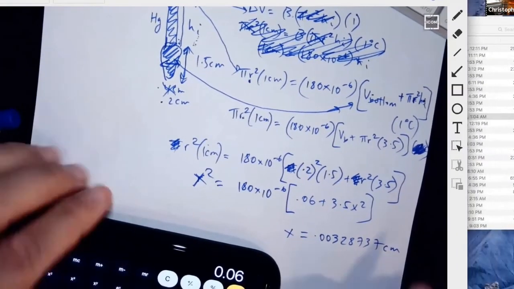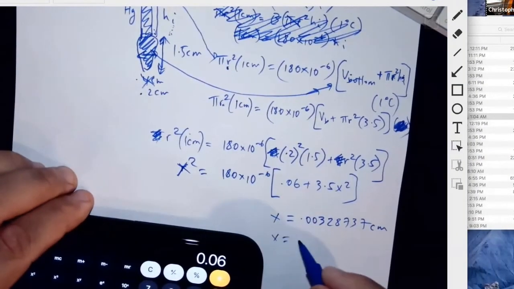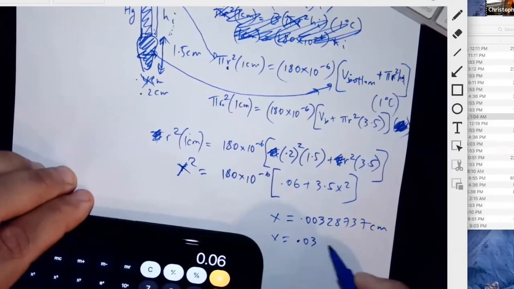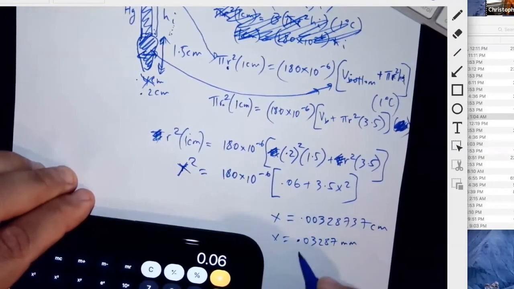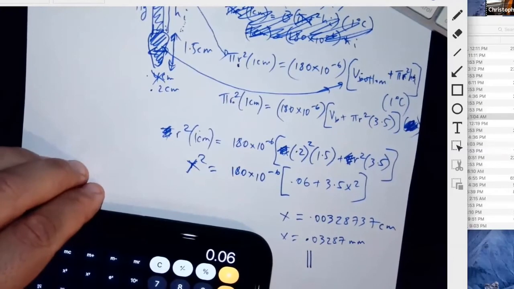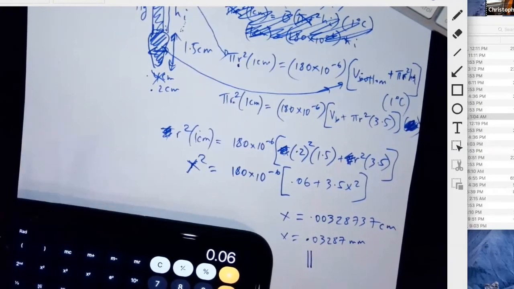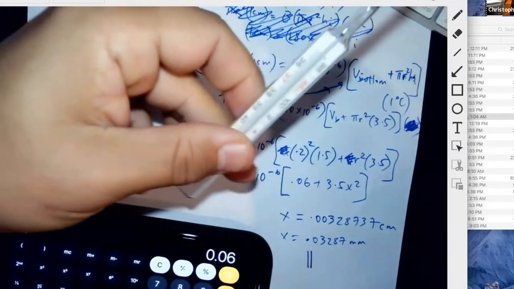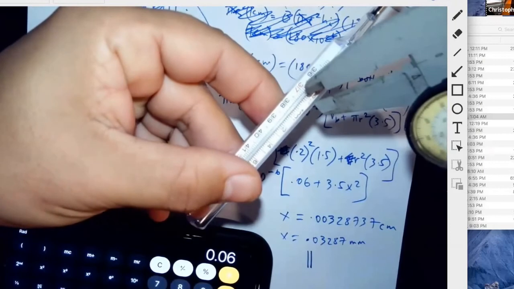Which in millimeters would be what? 0.037 millimeter. Oh, that's very small. Remember, a millimeter is like this. Wow. Barely. It's like 300th of a millimeter. Let's see if that's realistic. Where was my thermometer? Well, it's very hard to actually check.